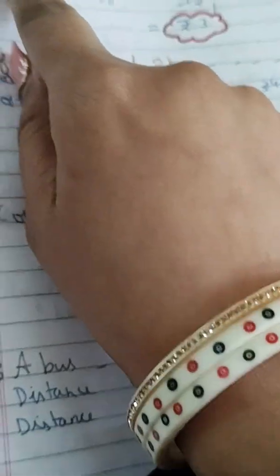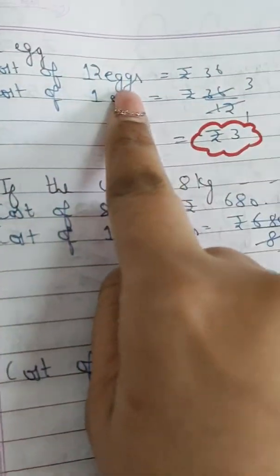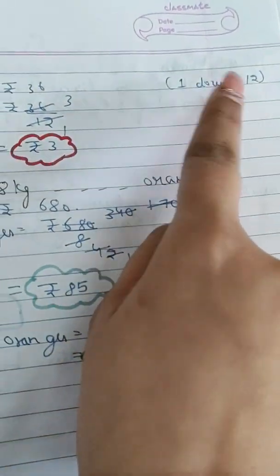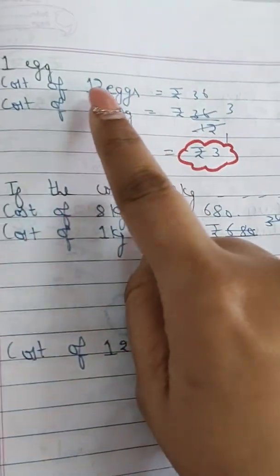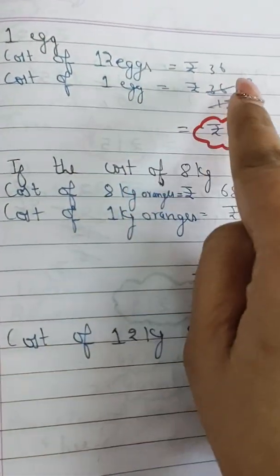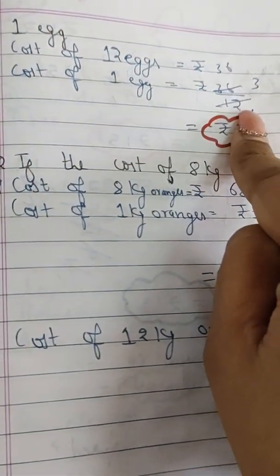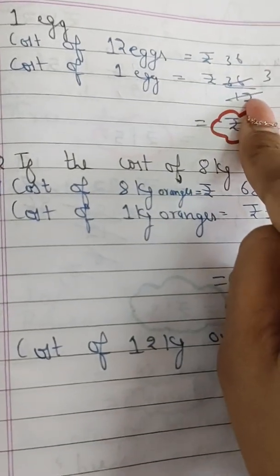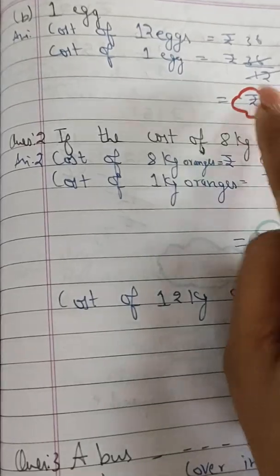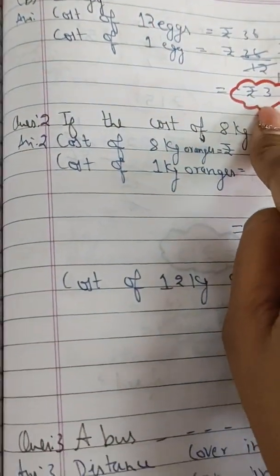So here, cost of 12 eggs. Why I have written 12 eggs? Because 1 dozen is equal to 12. So cost of 12 eggs is equal to rupees 36. Cost of 1 egg is equal to rupees 36 upon 12. Okay, so 36 upon 12, what you will do? 36 comes in the table of 12 at 3, so rupees 3. Cost of 1 egg is rupees 3 here.